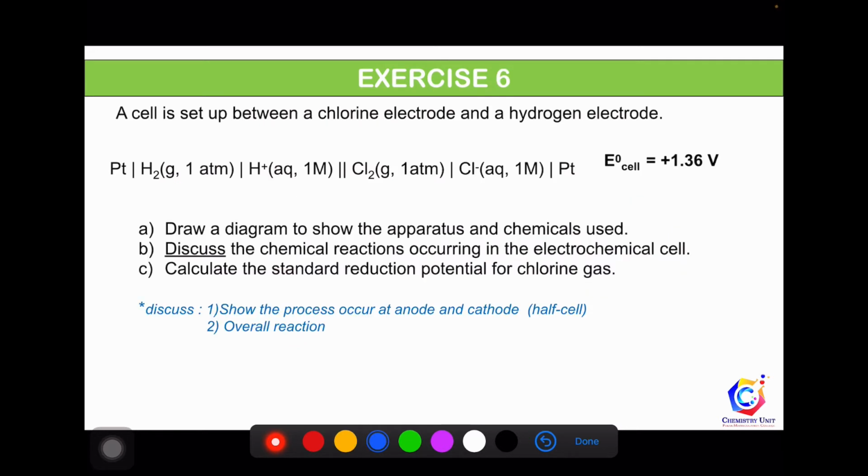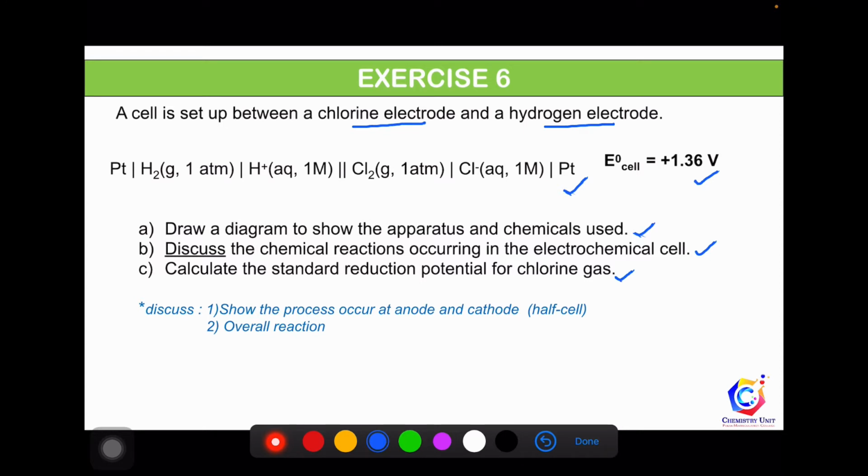Let's move on to the next question. Exercise 6. A cell is set up between chlorine electrode and hydrogen electrode. You are given the cell notation as well as the standard cell potential. First question. Draw a diagram to show the apparatus and chemicals used. Discuss the chemical reactions occurring at the electrochemical cell and calculate the standard reduction potential for chlorine gas.